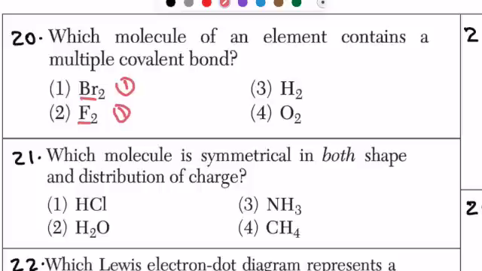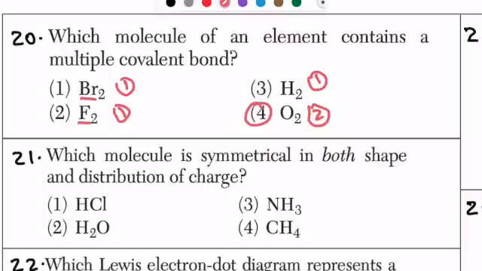Hydrogen only has 1 electron, so that is only going to make one bond by sharing that 1 electron. Oxygen has 6 valence electrons because it needs 2 more to have a complete octet. So oxygen is going to be the one that makes a double bond. So your answer here is oxygen. Which molecule is symmetrical in both shape and distribution of charge?